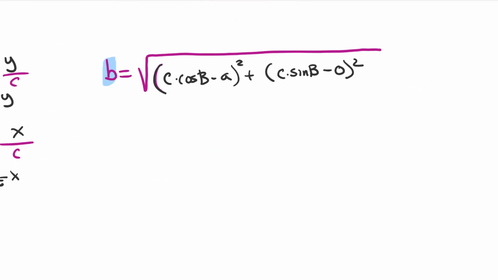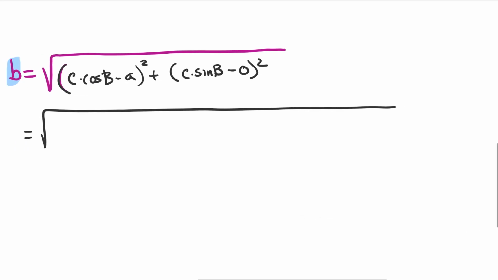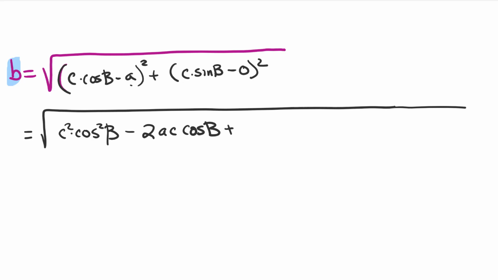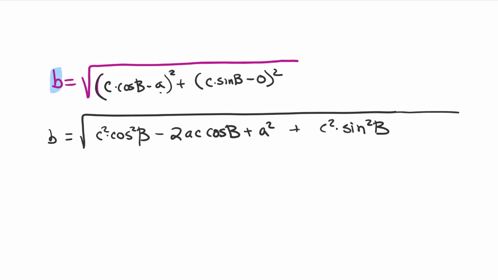So let's expand this out. Now I'm going to go with the assumption that you know that we're not just going to square these components. So this is going to become c squared times cosine squared of b minus 2 times a times c cosine of b plus a squared. That's that first term. We square our next, we get c squared times sine squared of b, because that 0 won't make any difference. And we continue working down.